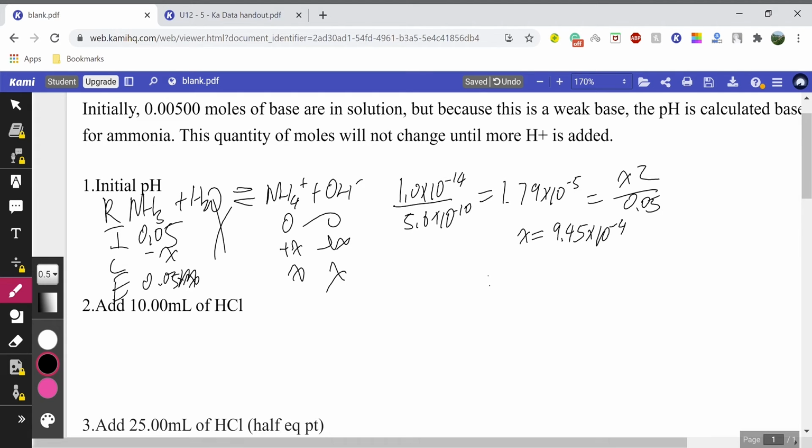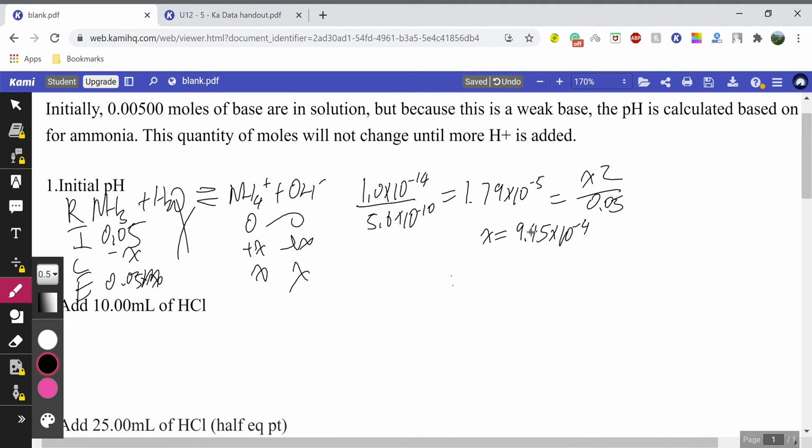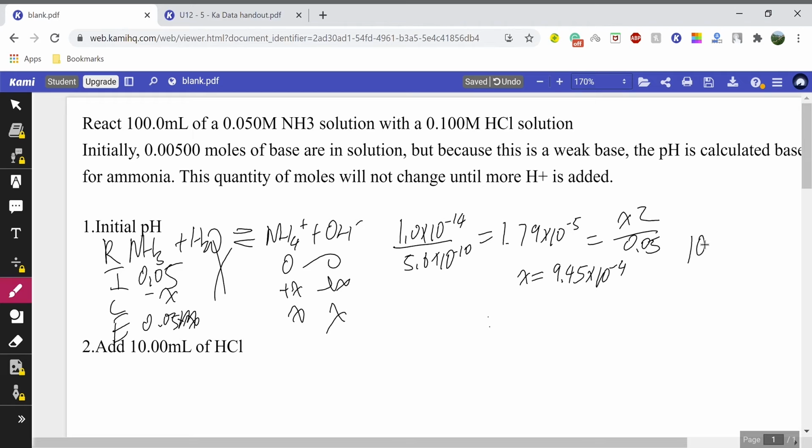We take 14 plus the log of this, because the negative log of this will only give the pOH. And our answer will be 10.98.